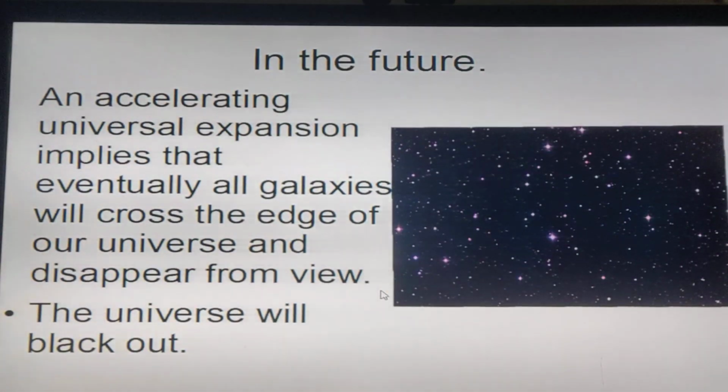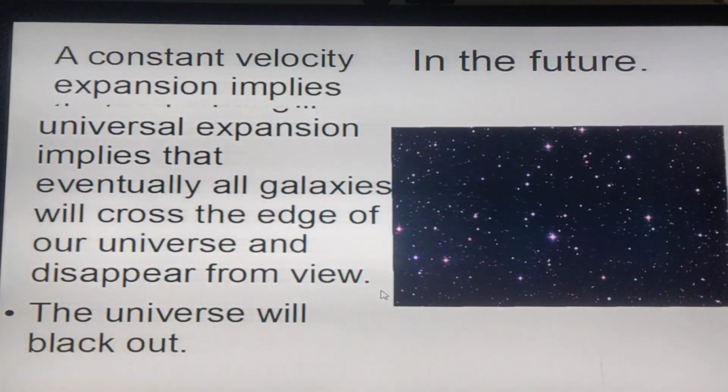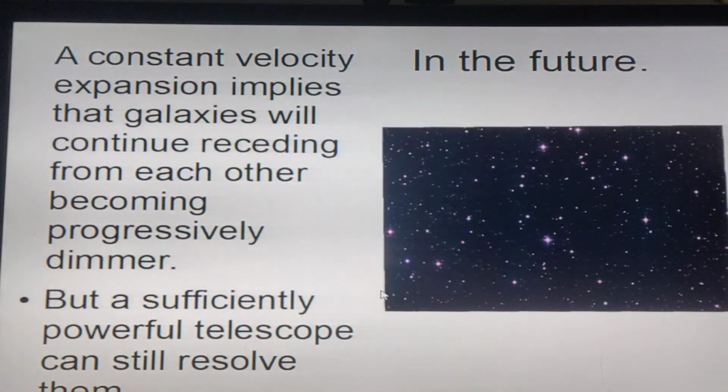So, looking toward the future, if the universe was actually accelerating, then eventually all galaxies will cross the edge of our visible universe and disappear from view. In other words, the universe to some future human race will look totally black except for the Milky Way itself. But if the expansion is moving at a constant velocity, the galaxies will continue receding from us and become progressively dimmer. But if you have a sufficiently powerful telescope, you can still see them. They're still visible.